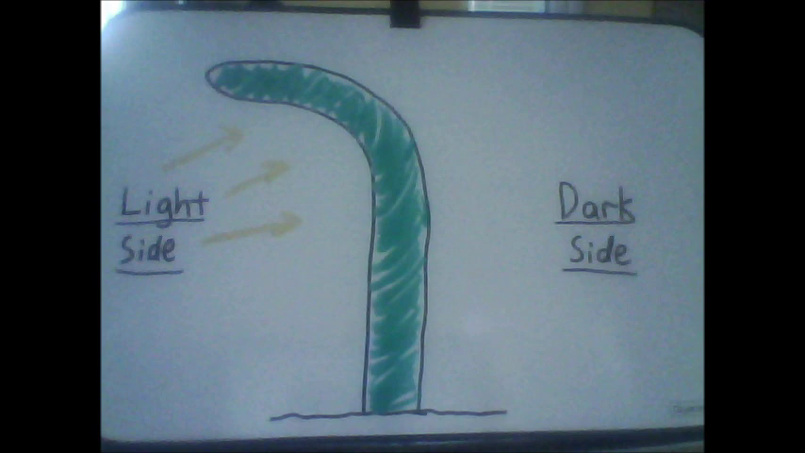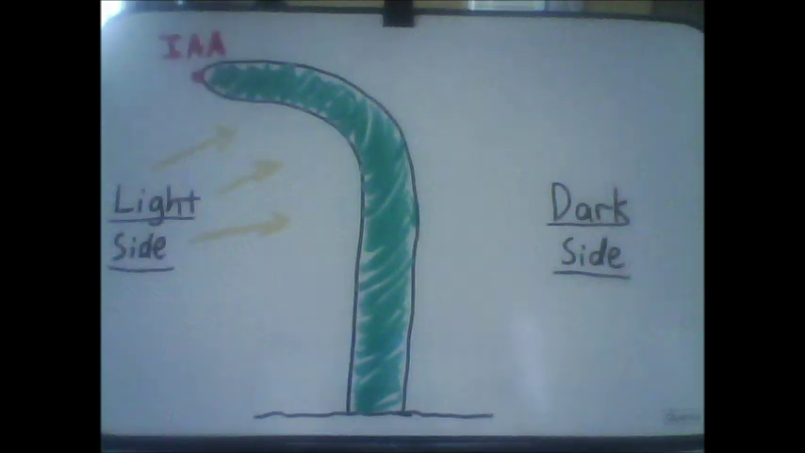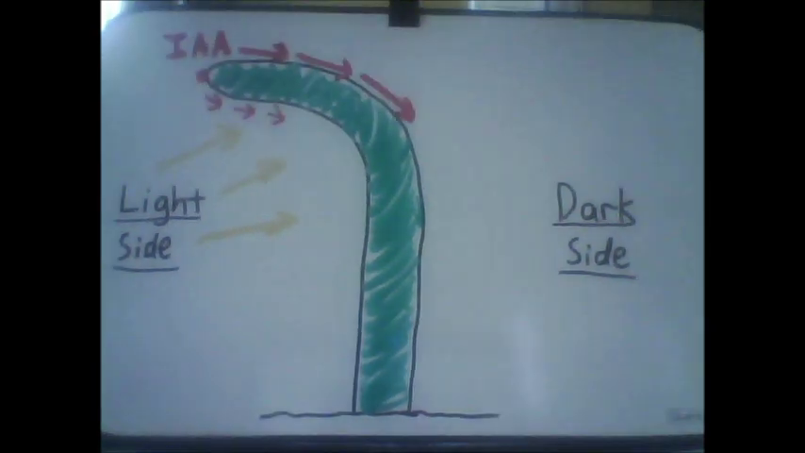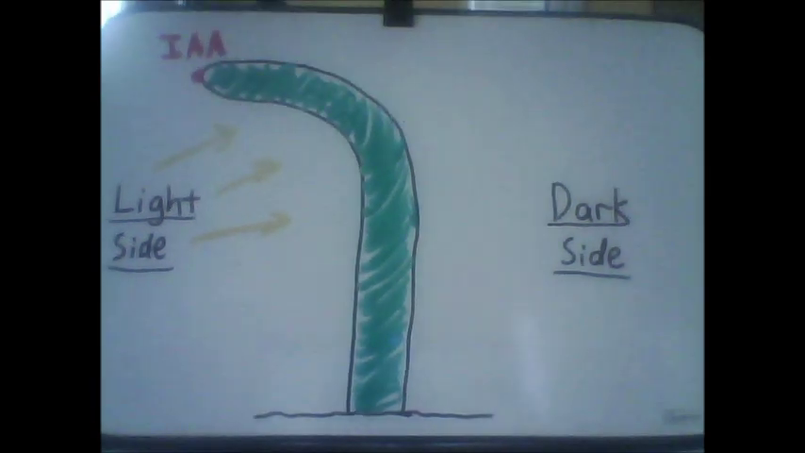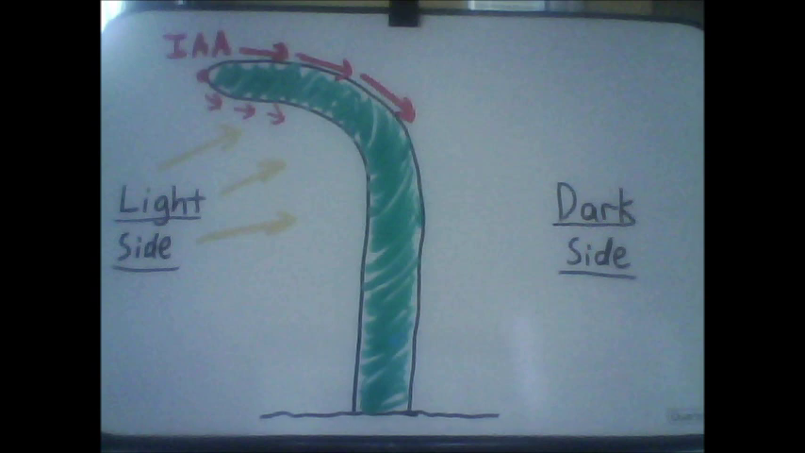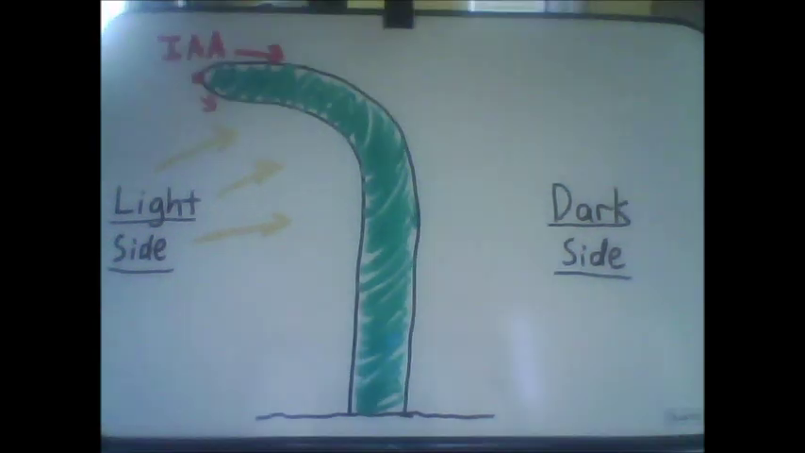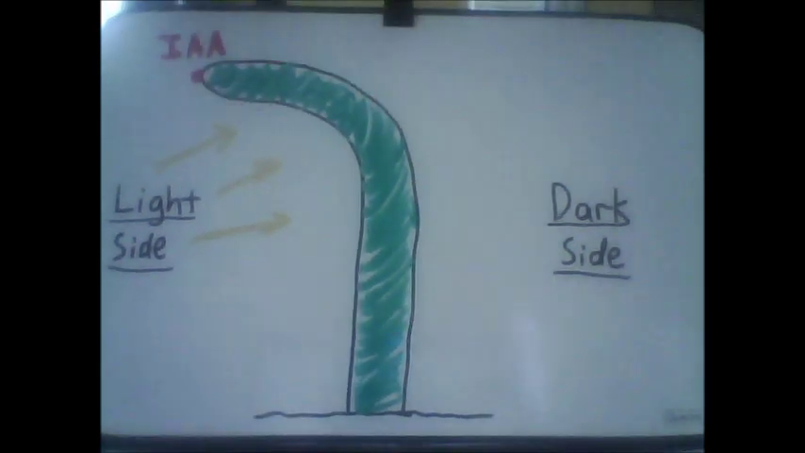Alright, what I've drawn here is a young plant stem or shoot, with one side of it having much more light than the other. I've labeled both sides here. What's going to happen is auxin, or IAA, is released from the top of the plant shoot, and it travels downward towards the lower parts of the shoot. There's a short animation here of how that works.